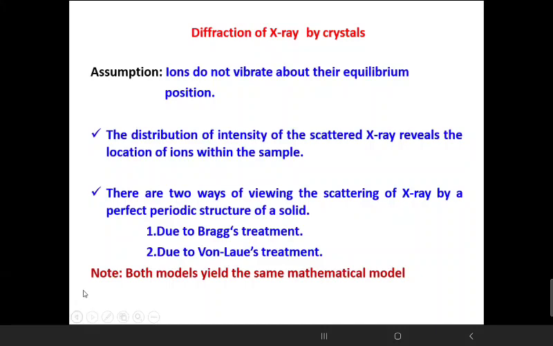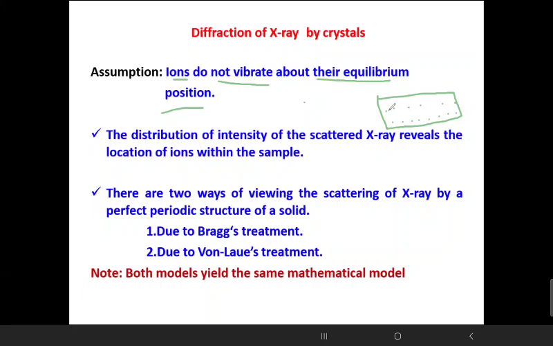The diffraction of X-rays by crystals. To identify the diffraction of X-rays, you should have one assumption, that ions do not vibrate about their equilibrium position, because inside the crystal there are a number of atoms. In nature, these atoms are vibrating themselves. There is a slight vibration inside the crystal.